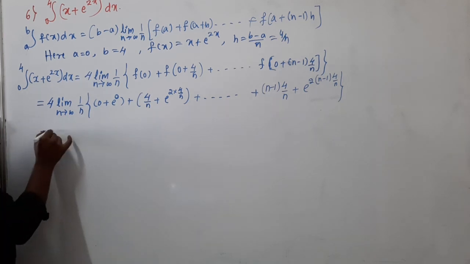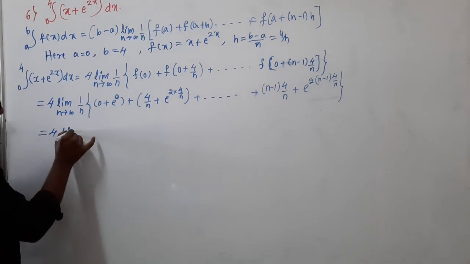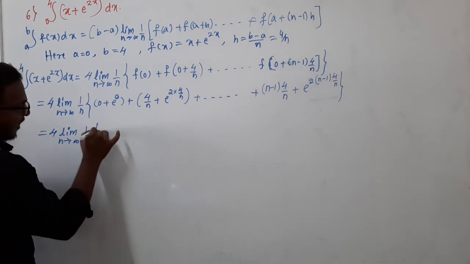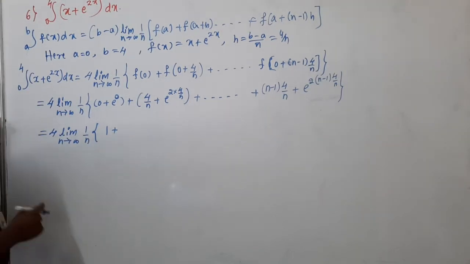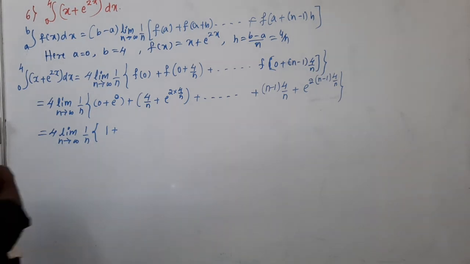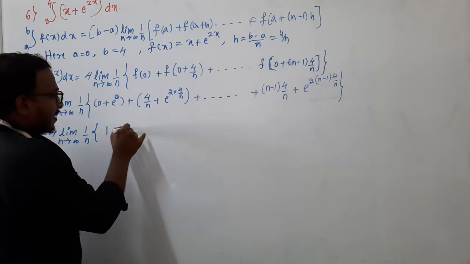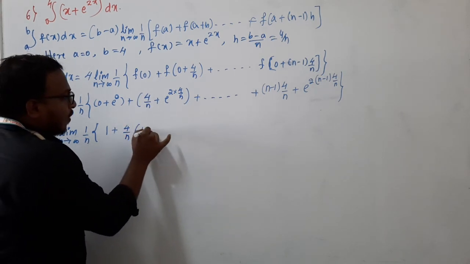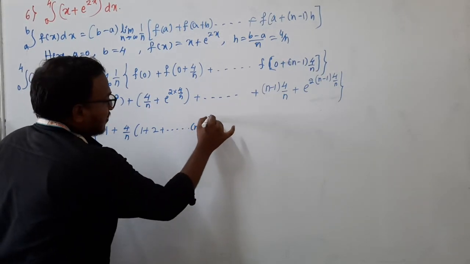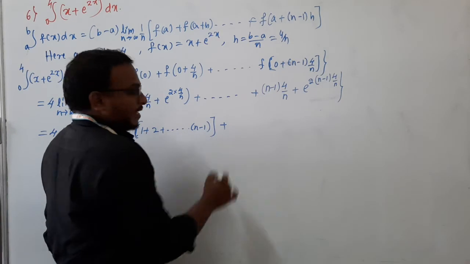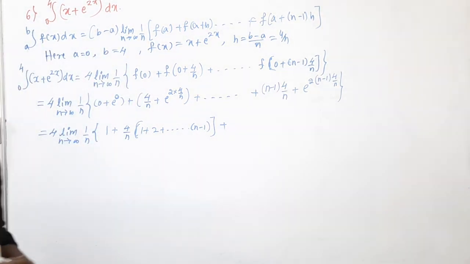It will become 4 into limit n tends to infinity 1 by n into 1 plus... So take 4 by n as a common. That is 4 by n into 1 plus 2 plus 1 up to n minus 1, plus e to the power 2.